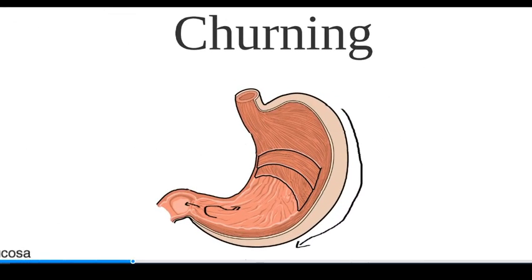Churning is a special type of propulsion, if you will, for the stomach. In what are essentially peristaltic waves, the circular fibers, longitudinal fibers, and oblique fibers squeeze all of the contents of the stomach towards the pylorus, but only a little bit of the contents come out of the pylorus into the duodenum. The majority of the contents sort of wash back towards the body of the stomach.